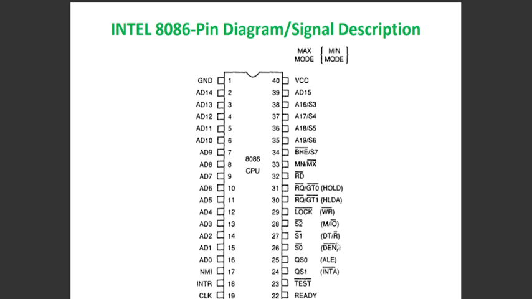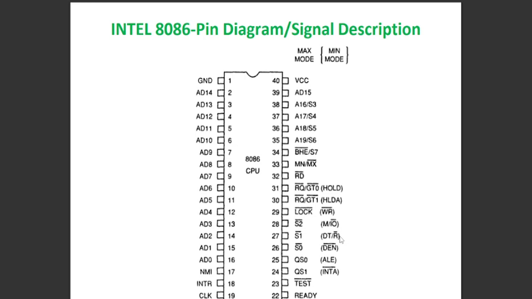DEN stands for data enable, and it is available at pin number 26. It is used to enable the 8286 transceivers. The transceiver is a device which separates the data from the address/data bus.